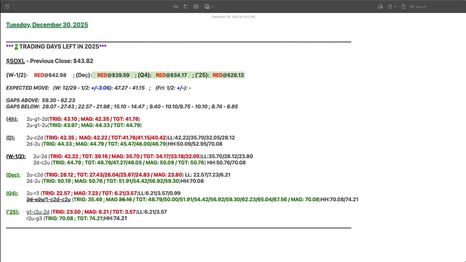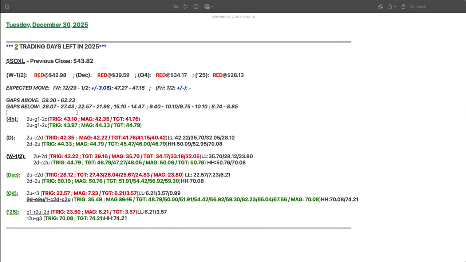But for now, we are in full time frame continuity to the upside, meaning all time frames are green. We know that the week's expected move, market makers' expected move, was plus or minus $3.06 from Friday's close price, giving us a range of 47.27 to 41.15. We talked about that a little bit just a second ago looking at the charts. And of course, we always keep our gaps to the upside and to the downside in our notes, so we've got them for quick reference.